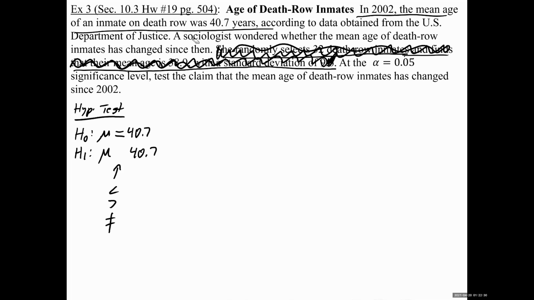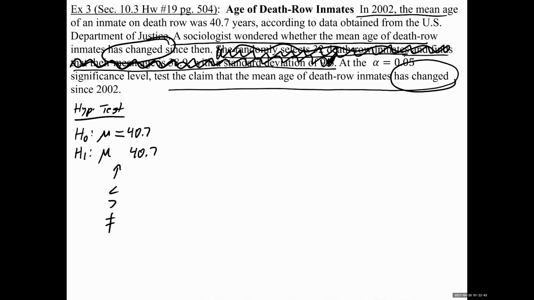So it says right here, a couple times, right? So I was wondering whether the mean age has changed. And here it says, test the claim the mean age has changed. What do you guys think? Has it changed? So which symbol do you think it'll be?